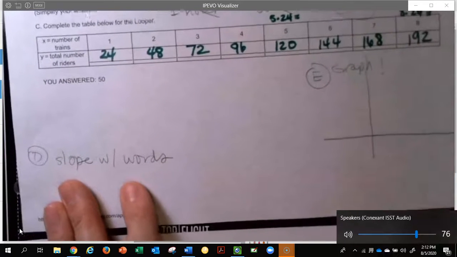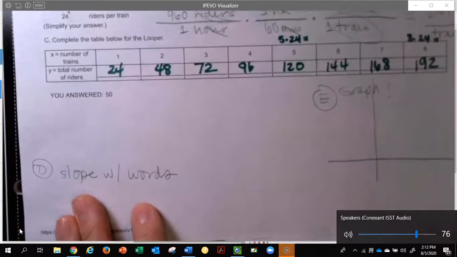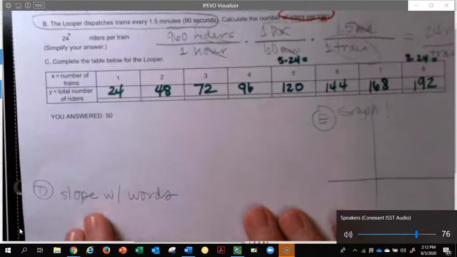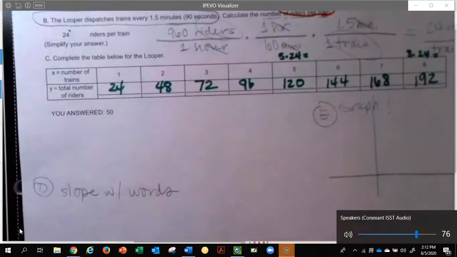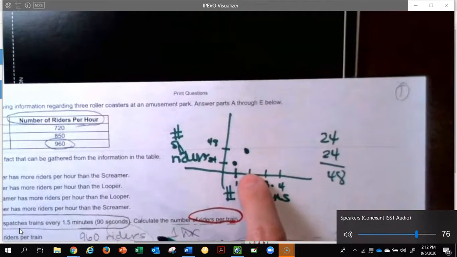But I do know there were more questions. One said, can you do the slope in words? And let me look at my notes to see if I see more here. No, I didn't do any more. Oh, I think it was a drop-down menu. And so it says, and it's talking about a rate of change, what's happening each time. Like I go over one train, I go up how much. I go over to a second train, I go up how much.